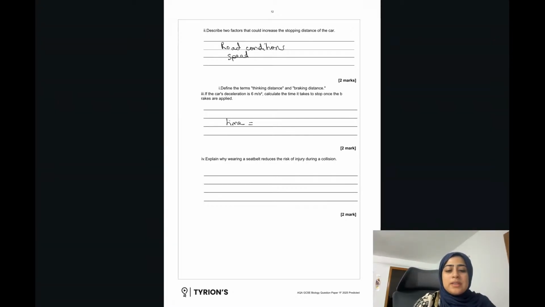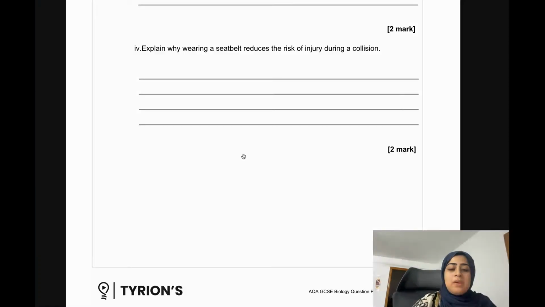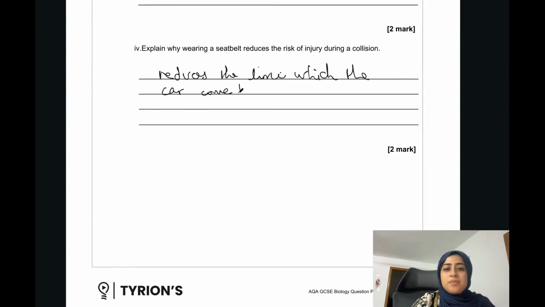Explain why wearing a seatbelt reduces the risk of a collision. This increases the time over which the car comes to a stop, and this reduces the force on the passenger. This reduces the force as well.